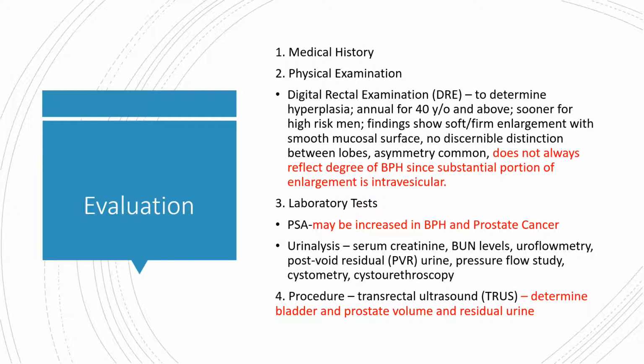Number 3, order laboratory tests, which are the following. Prostate-specific antigen, which may be increased in BPH and prostate cancer. Urinalysis, which includes serum creatinine, BUN levels, uroflowmetry, post-void residual urine, pressure flow study, cystometry, and cystourethroscopy. Number 4, the following procedure can also be ordered. Transrectal ultrasound, which will determine bladder and prostate volume and residual urine.